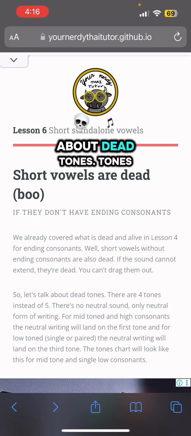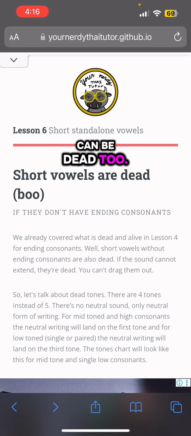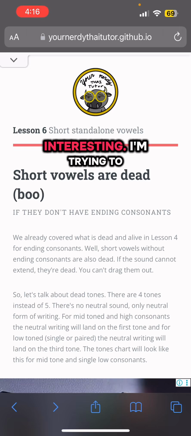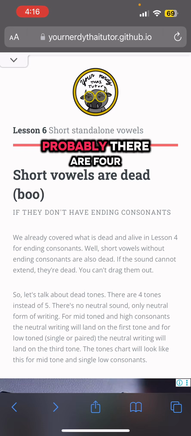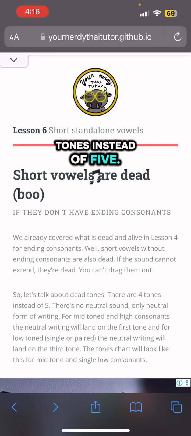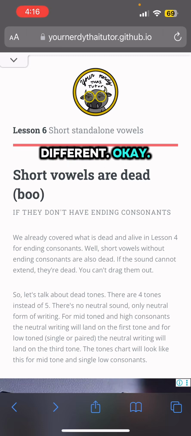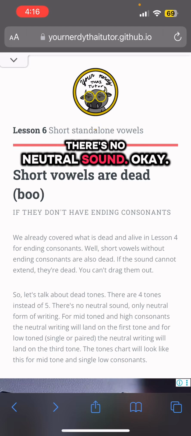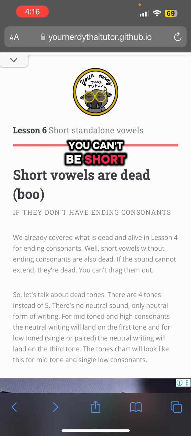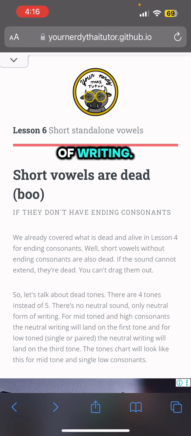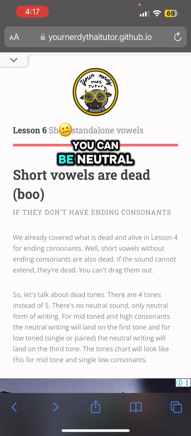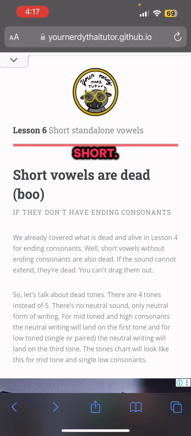So let's talk about dead tones. Tones can be dead too. Interesting. I'm trying to wrap my head around the concept of a dead tone. I guess it's just how much you drag the tone. Probably. There are 4 tones instead of 5. Oh, dead tones are different. Okay. There's no neutral sound. Okay, you can't be short and neutral, I guess. Only neutral form of writing. Oh, but in writing you can be neutral, short.